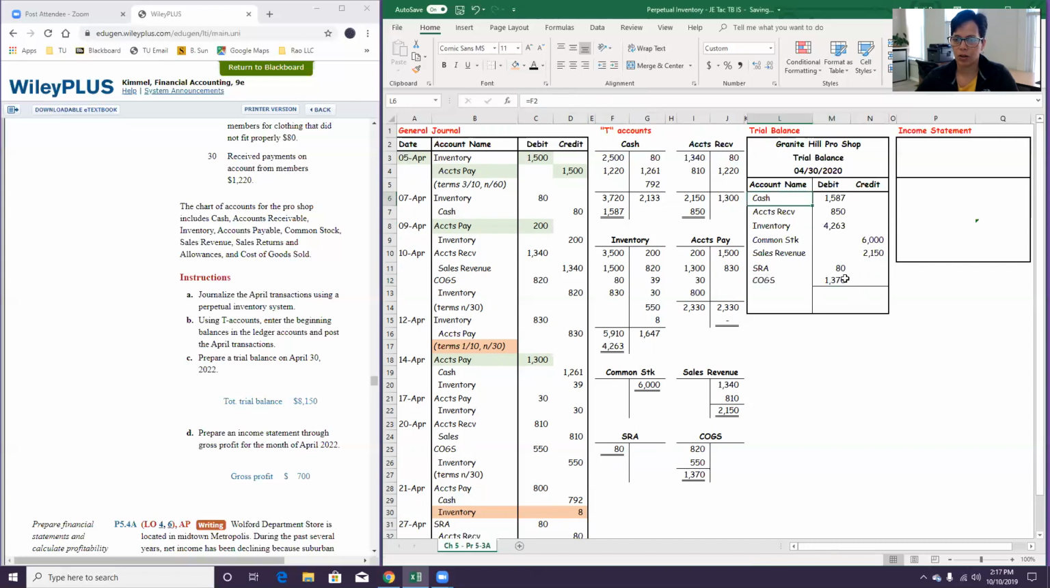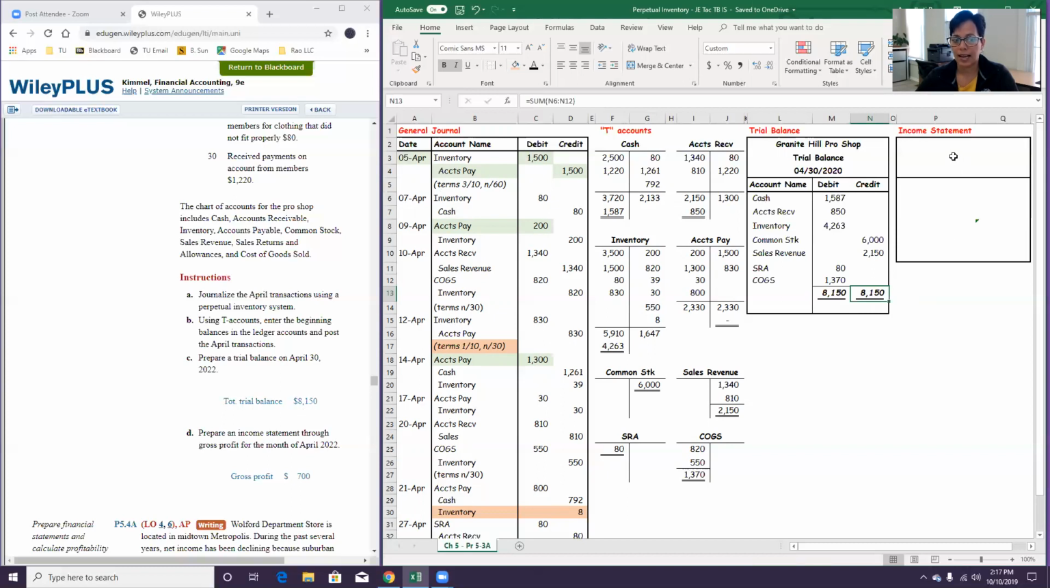Once I'm done bringing all the numbers into the trial balance, I add up the two sides, the debit side and the credit side. These numbers have to be equal. So remember, your trial balance is just checking for equality, that your total debits and total credits for each journal entry were correct, and that's how this comes through. Now look over here in your textbook. It tells you the total trial balance is 8150, and that's a number I have. So that's a little reassuring that we didn't make any mistake.